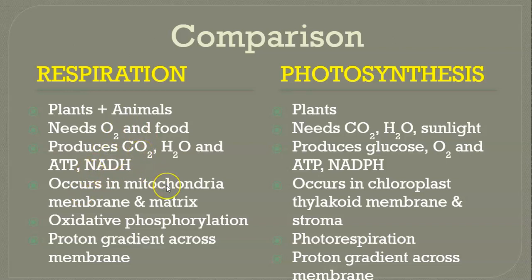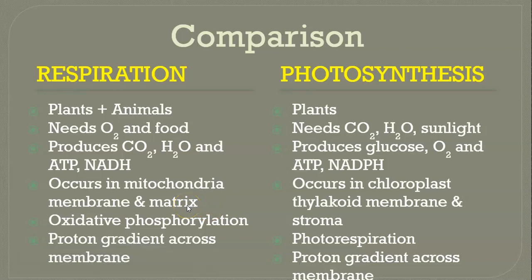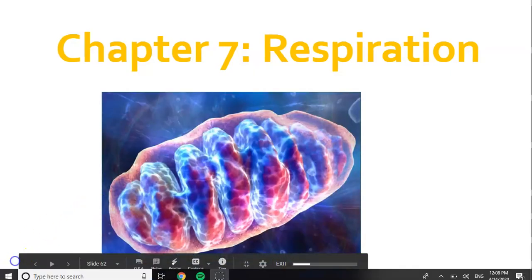This occurs in the mitochondria, in the membrane and in the matrix, which I will talk about later. And there is something called oxidative phosphorylation. So this is similar to photosynthesis, where there is that gradient and you are using the gradient across a membrane to fuel phosphorylation and create ATP. All right, this brings us to respiration. Okay, so cellular respiration.